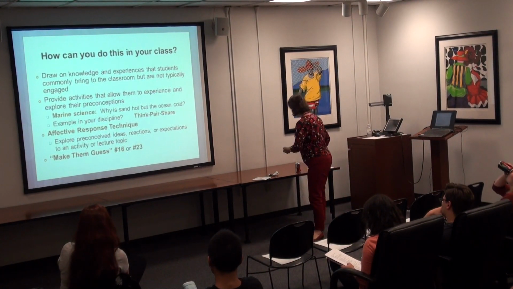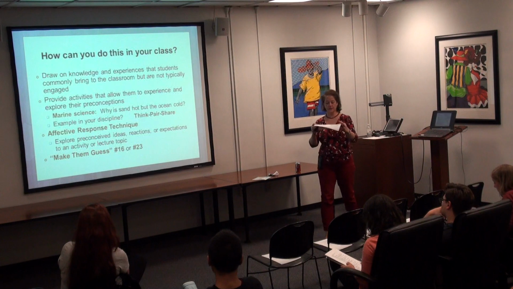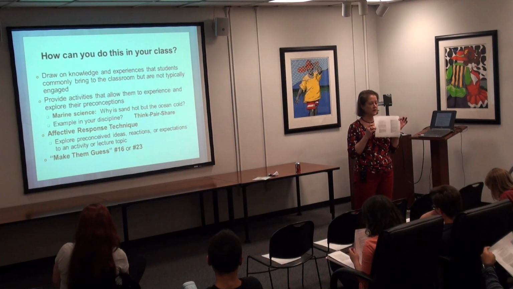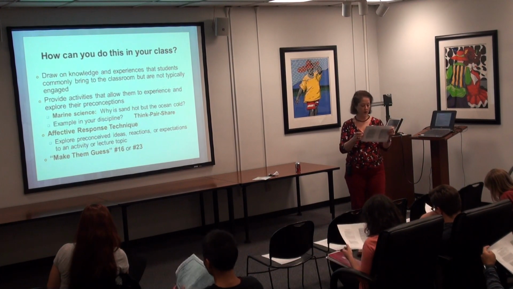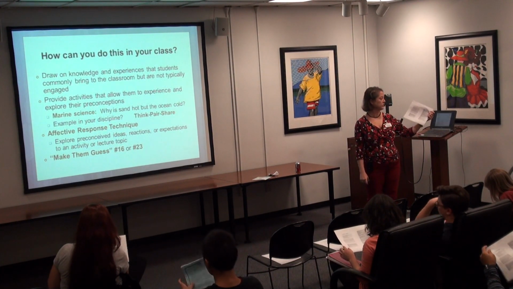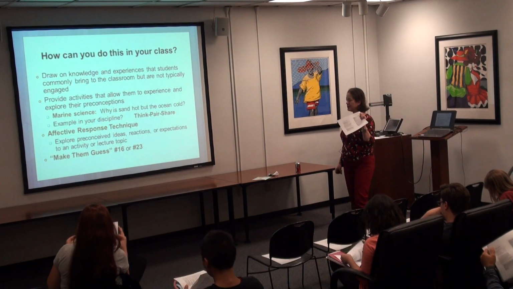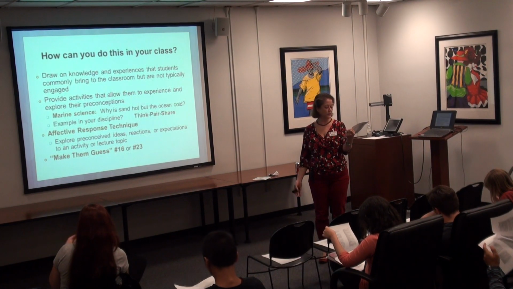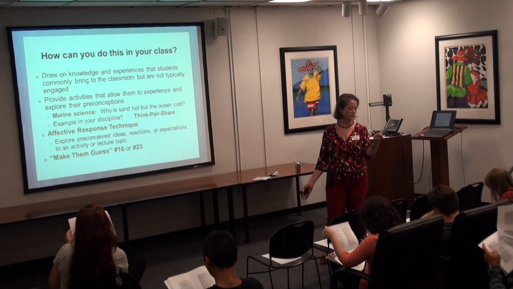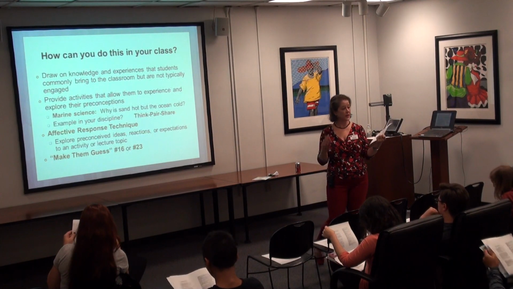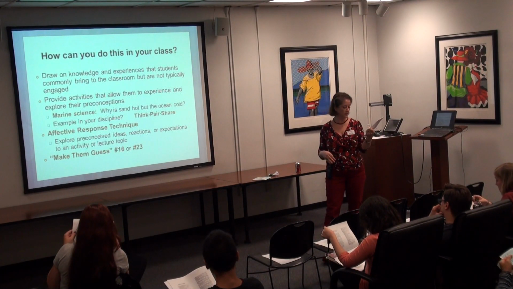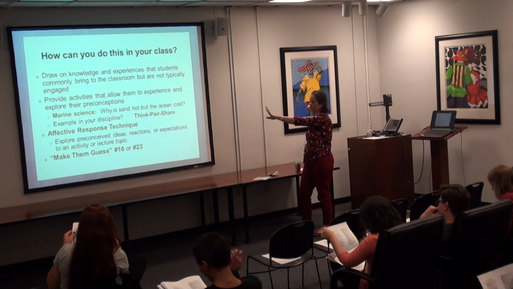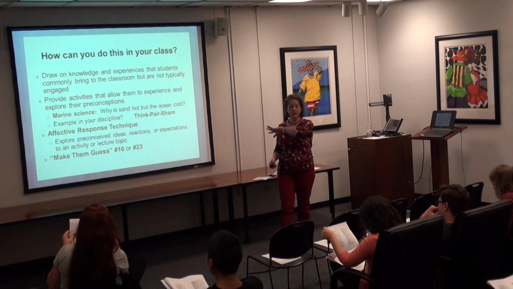One of your handouts today is probably the most comprehensive active learning list that I've ever found, and there are almost 200 different types of active learning techniques. Number 16 or number 23 are two that you can use in this situation. Number 16 is called Make Them Guess, where you introduce a new subject by asking a question that few will know the answer to, but it gets them to start talking about their preconceptions. So these are good ways to address this first principle of active learning.